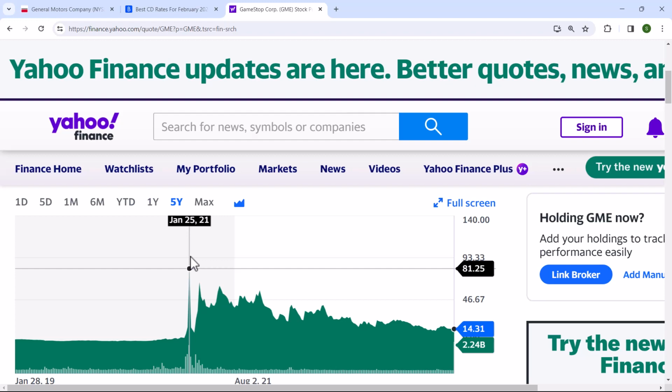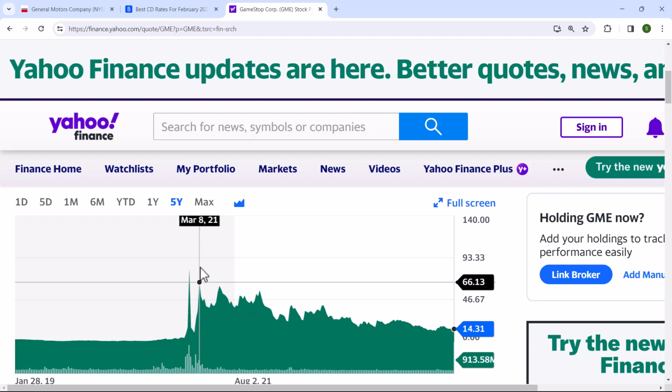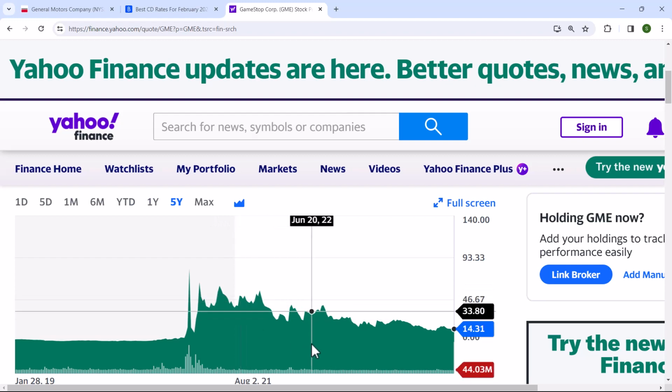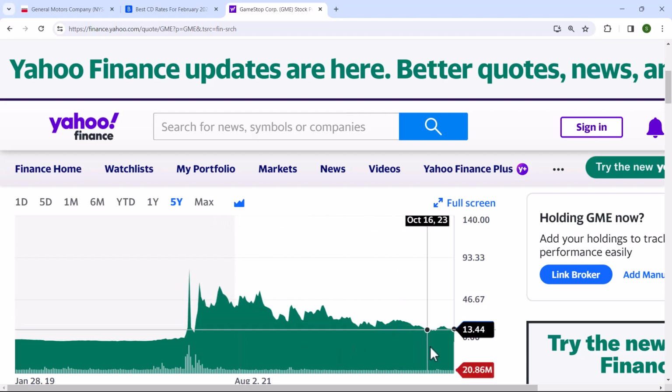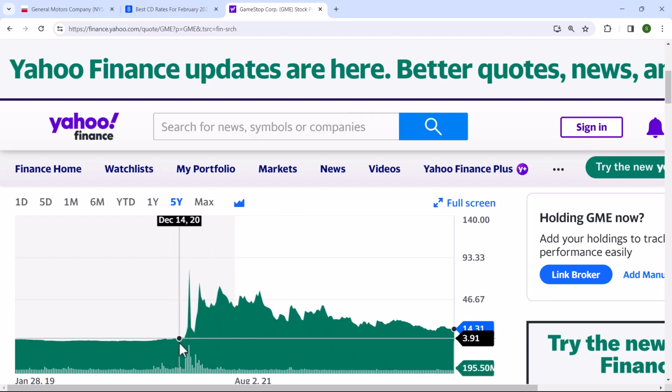It's a little bit complicated, but essentially some market participants were trying to manipulate the stock price into being much higher than it was really worth. And then you can see it went back down, then went back up again, and it's gone down quite a bit since then, but certainly higher than it was before that short squeeze.